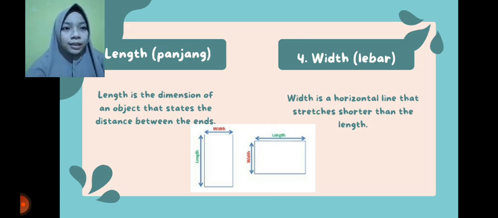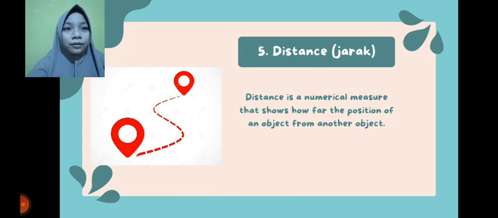4. Width. In Indonesia we say it lebar. Width is a horizontal line that stretches shorter than the length. 5. Distance. In Indonesia we say it jarak. Distance is a numerical measure that shows how far a position of an object from another object.